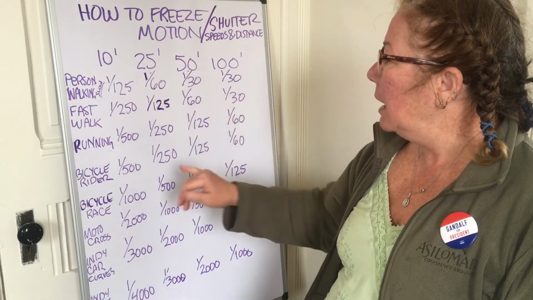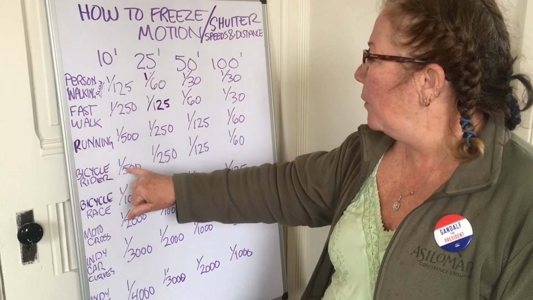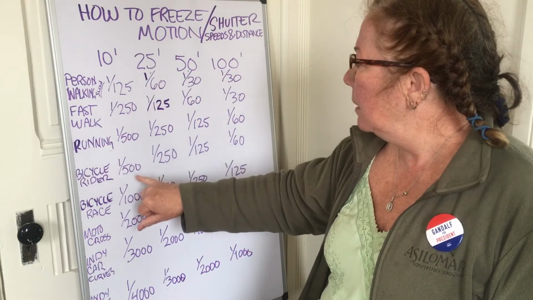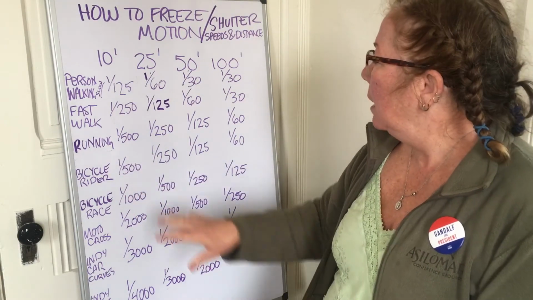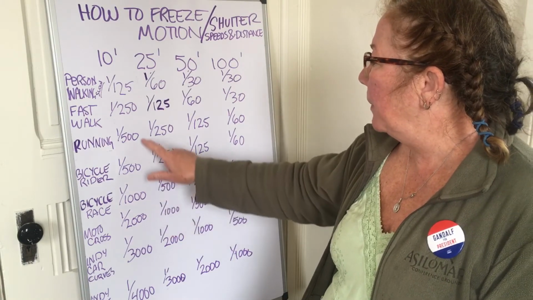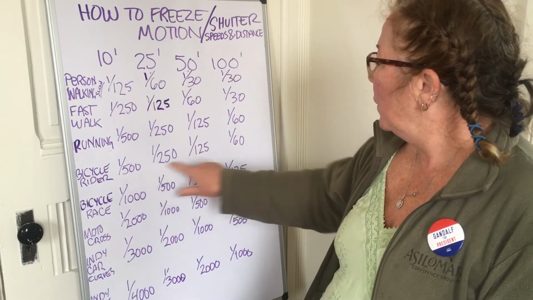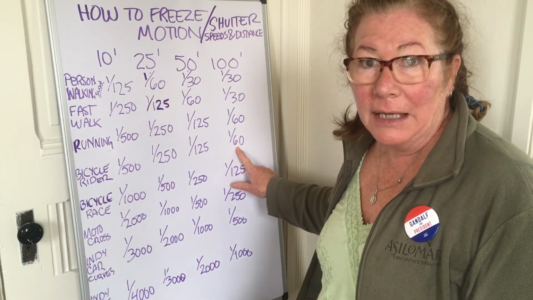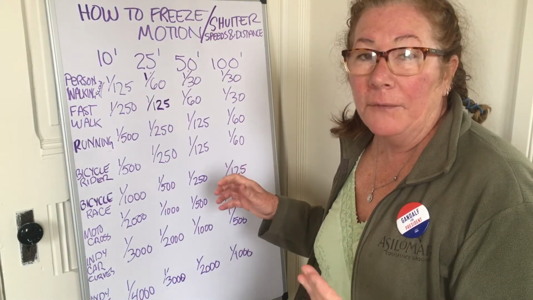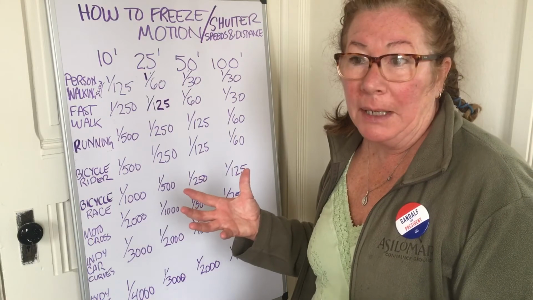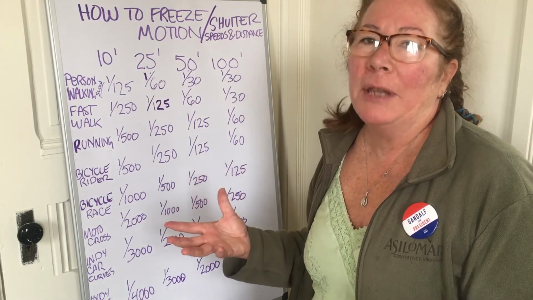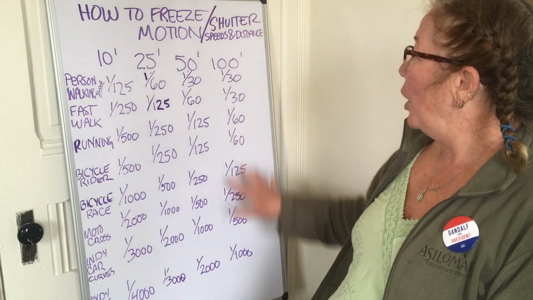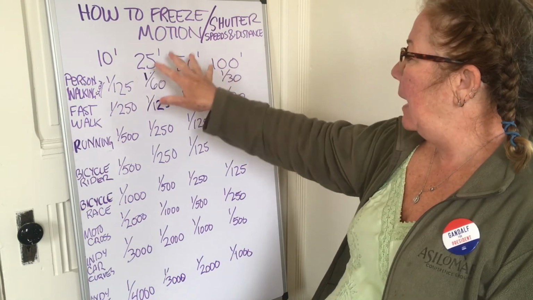If you're trying to photograph a skateboarder, you would probably use the bicycle type or runner, depending on how fast they're going. So bicycle race or the running ones. So the further away, the slower your shutter speed can be to freeze motion. If your action is happening close up to you, then you're going to have to increase your shutter speed, make it faster, to freeze that motion. It's really pretty simple, and this chart will help you. So it has to do with distance and speed.